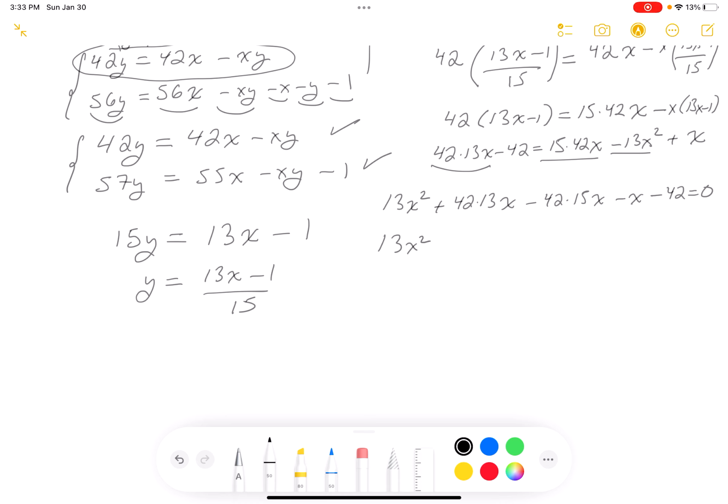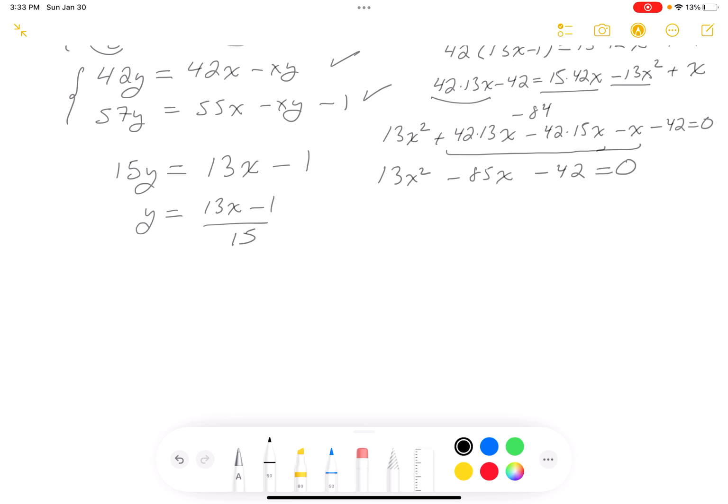13x squared. Now, I'm going to look at these two over here, and they look pretty easy to me. All right, so what is it going to be? Basically 13 minus 15 of those things, and that would be minus 2. And minus 2 times 42 is minus 84. You may take a moment to think about that. So it'll be minus 85x. I'm combining with that guy over there. Minus 42 is equal to 0.